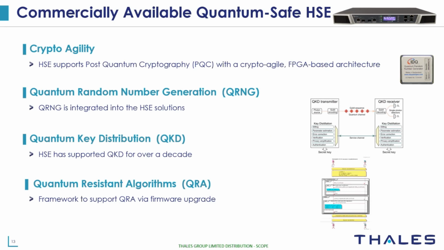Our HSE can provide the quantum resistant algorithms. It's a quantum safe solution. It consists of a couple of solutions we already have in HSE. First of all, as I said, this is the crypto agility approach. So we can update our HSE without replacing hardware in order to provide post-quantum algorithms or accelerate them in the hardware just to keep this throughput for the customer.